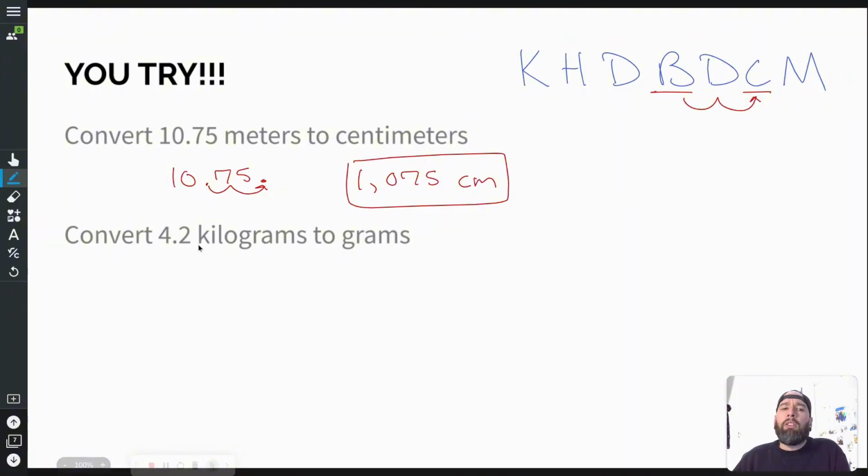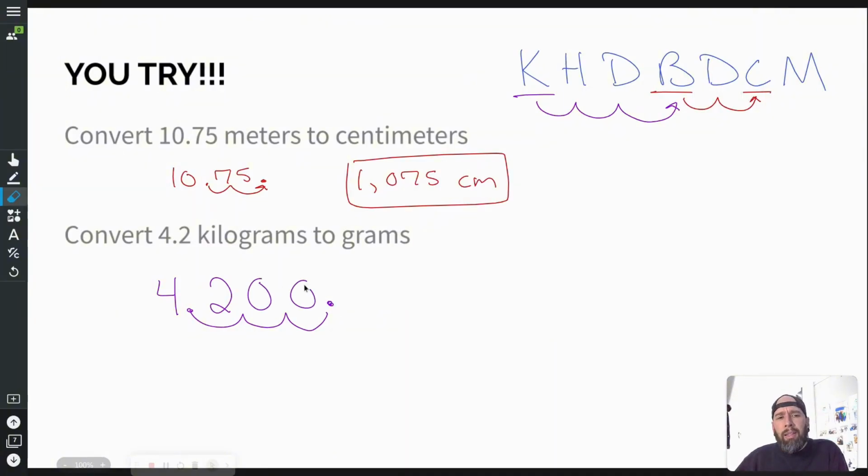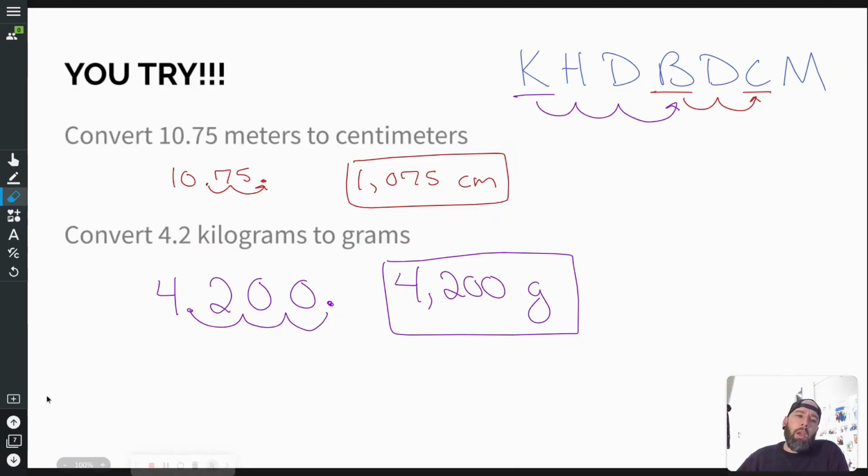Convert 4.2 kilograms to grams. So we're starting way up here at kilograms, and you're going to the base, right 1, 2, 3, so you're getting smaller like we just did. So let's write out 4.2. We're going to go to the right 1, 2, 3, put the new decimal right there, fill in zeros, and we get 4,200 grams. So I'll put a G for grams.